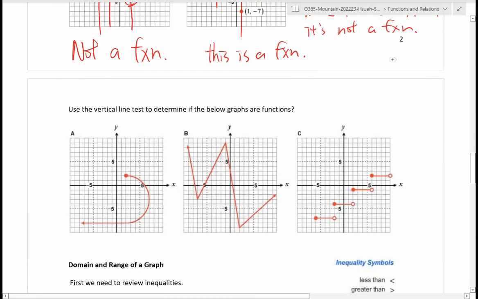Okay, so there are 3 graphs here for you to think about. The third one might be a little tricky, but give it a try.